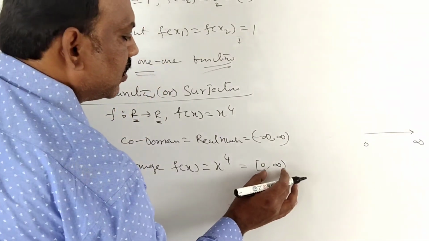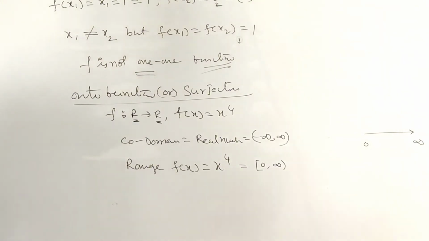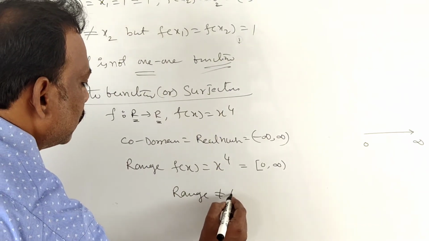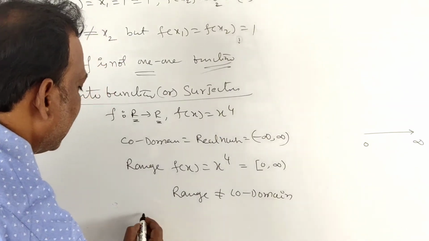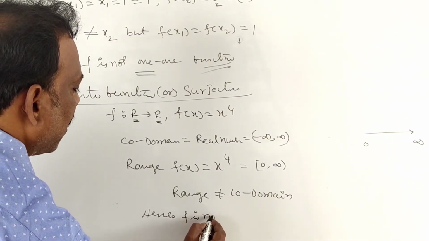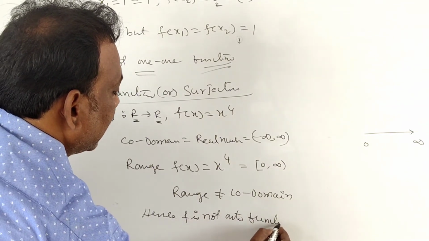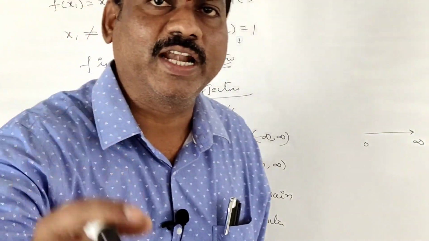So these are positive real numbers, these are real numbers. They are not the same, but one is a subset of the other. That's why the range is not equal to the codomain. If the range and codomain are not equal, hence f is not an onto function. But here the range is a subset of the codomain. If the range is a subset of the codomain, it is an into function.